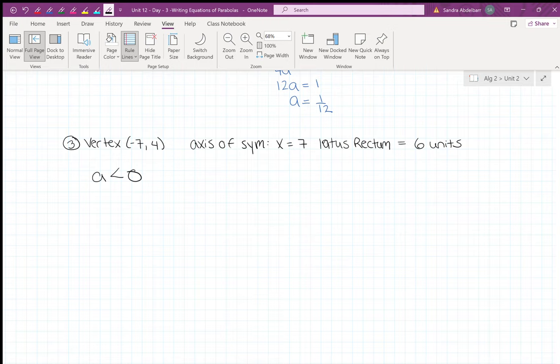How can the axis of symmetry be 7 if the vertex is negative 7? No, negative 7, sorry. Yeah, that doesn't work. Sorry, I meant to. Y'all are a tough crowd.